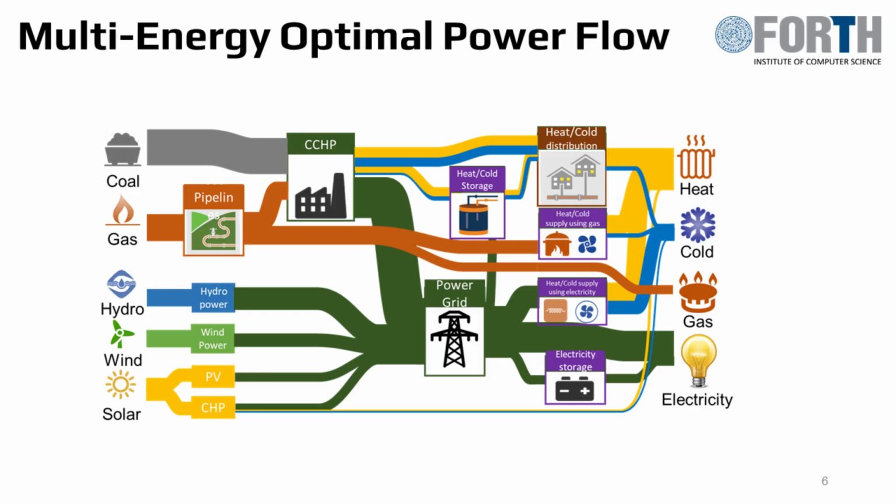This unit converts gas into multiple energy carriers simultaneously: electricity, heat, and possibly cooling. Heat and cold are distributed through a thermal network. There's also heat and cold storage, which allows temporal shifting of thermal energy. Similarly, electricity as storage is connected to the power grid, enabling flexibility in electrical balancing.